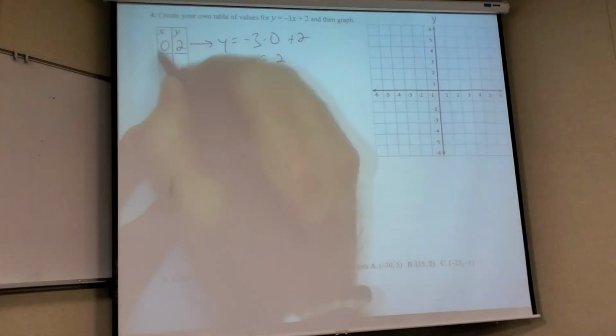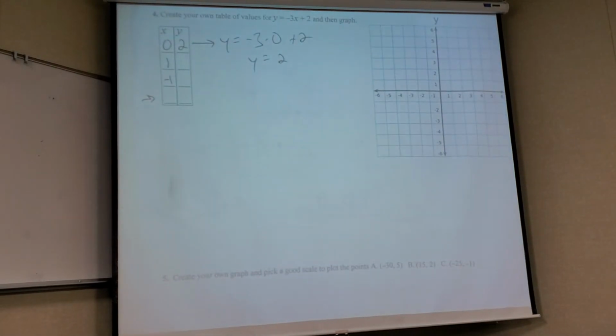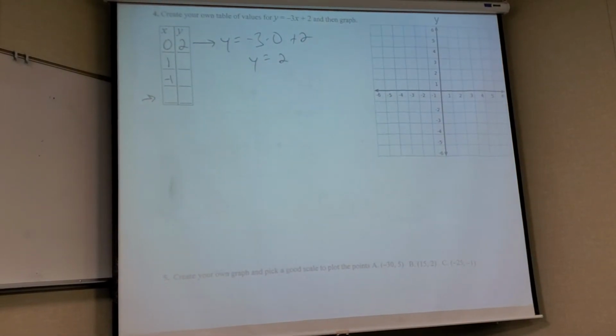Now you guys try 1, negative 1, and then you get to pick whatever you want for the last one. Anything you want, except something you already did, right?